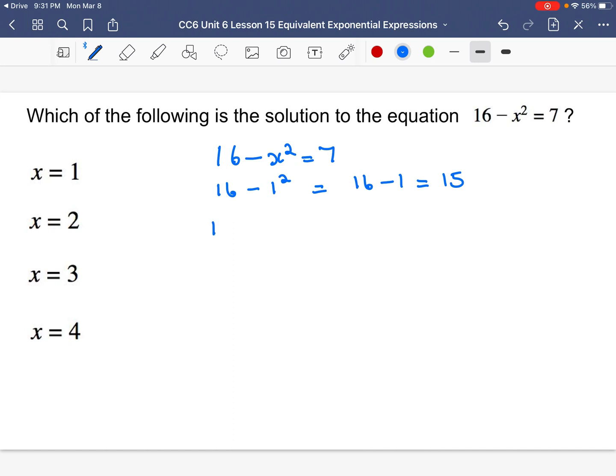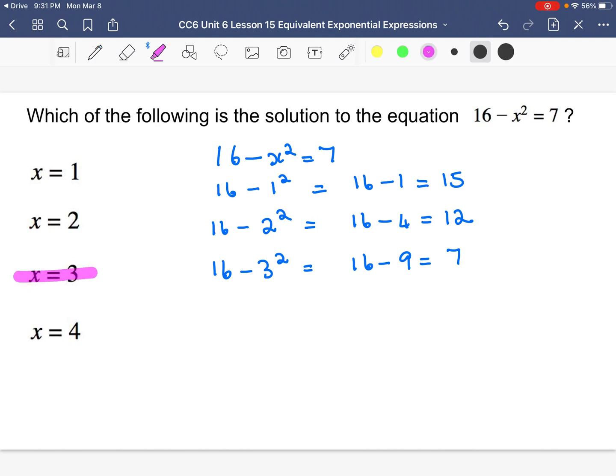Let's try 16 minus 2 squared. That's equal to 16 minus 4, because 2 squared is 4. 16 minus 4 is 12. So that's not it. 16 minus 3 squared: 3 squared is 9, and 16 minus 9 is equal to 7. So that's it. 16 minus 3 squared equals 7. So which is the solution? It's x equals 3. That's your solution.